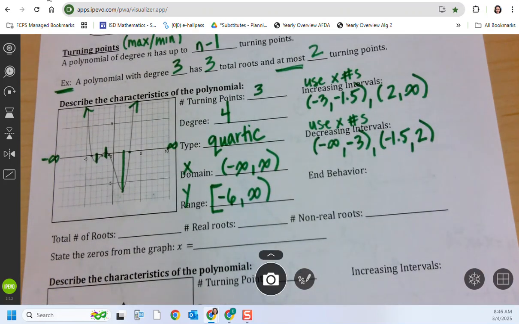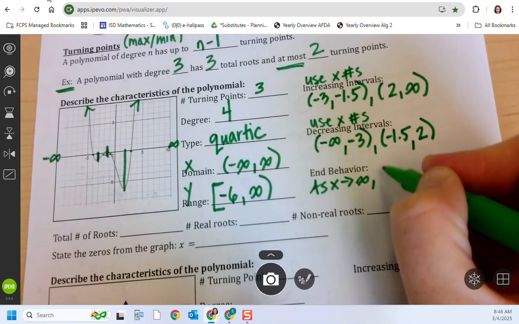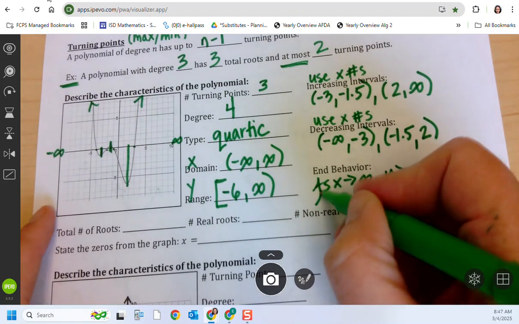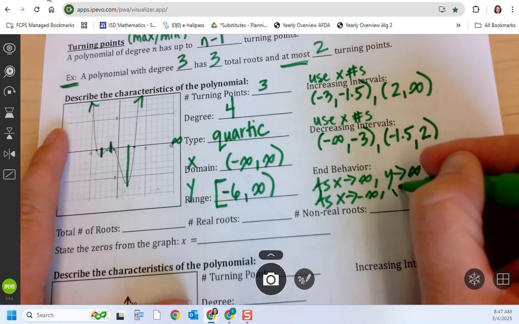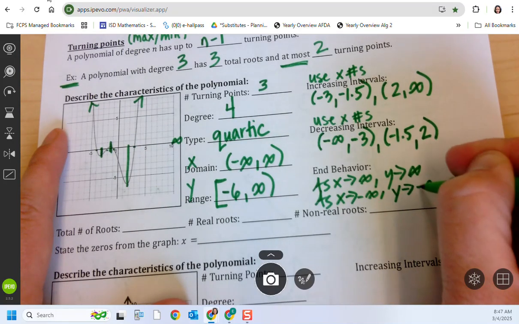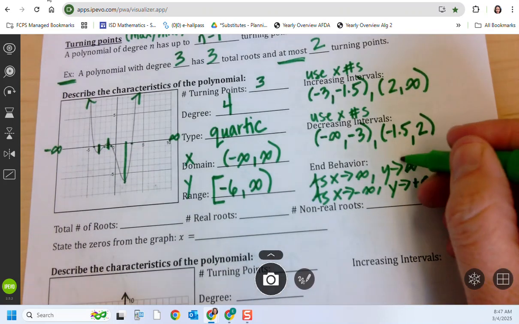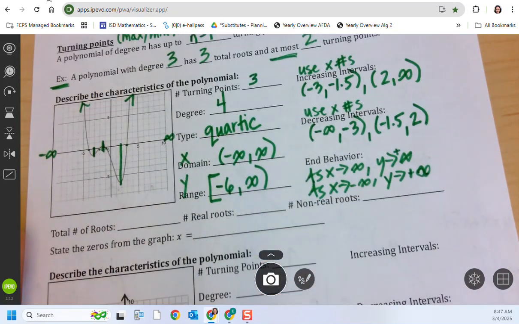All right, so increasing and decreasing intervals, it's a lot to determine. You just want to connect to the x-axis to find the numbers that you want. The end behavior, both ends are going up, right? So first we'll talk about the right side. On the right side, as x goes to infinity, the y is going up, so the y is going to infinity. On the left side, as x goes to negative infinity, the y is going up, so the y is going to positive infinity again, my bad. So both of the y's are positive, and then the x's are right side positive and then left side negative.